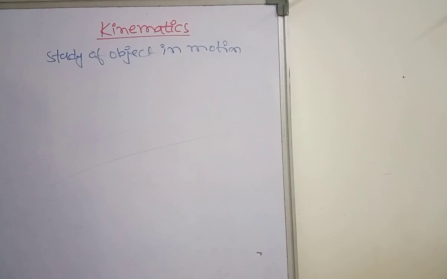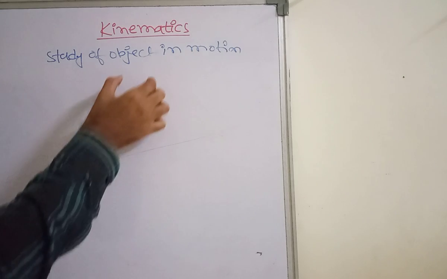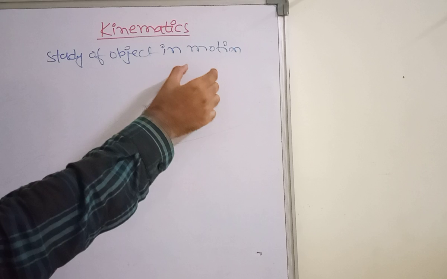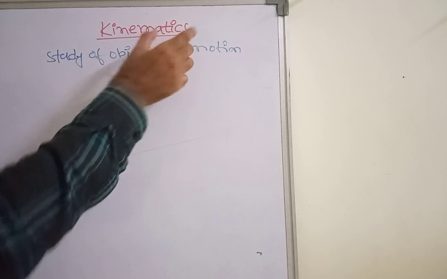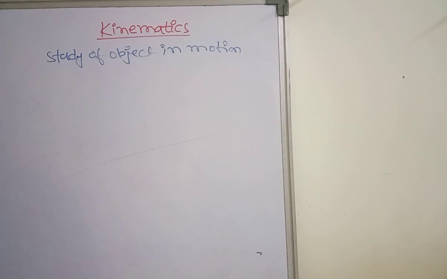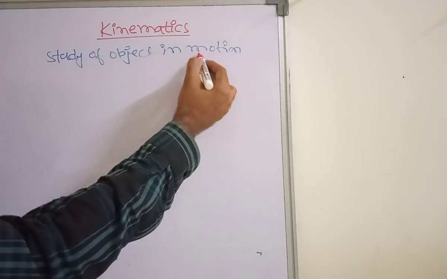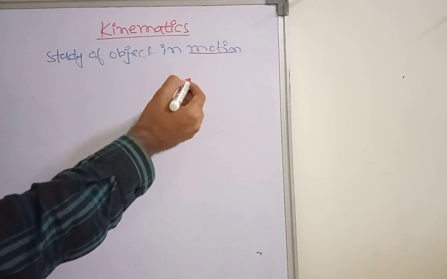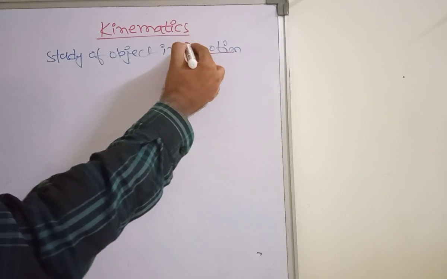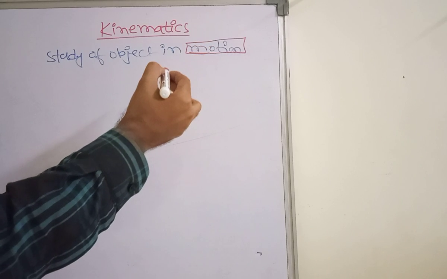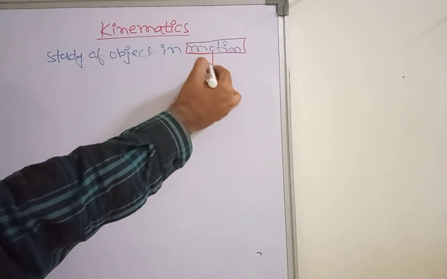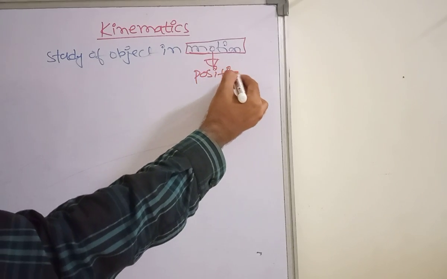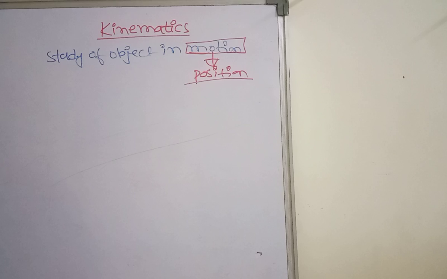Where can we use kinematics? Suppose an object is in motion and you want to study the motion of the object. In that aspect, you need to use kinematics. So what is meant by motion? Motion is the change in position of the object with time.